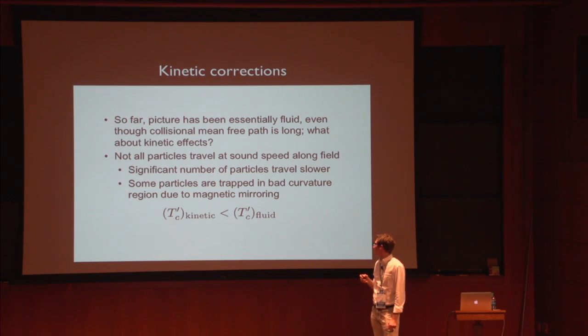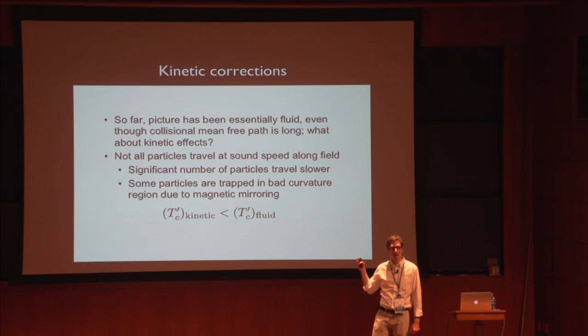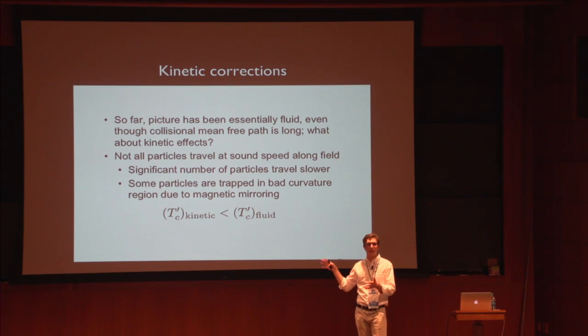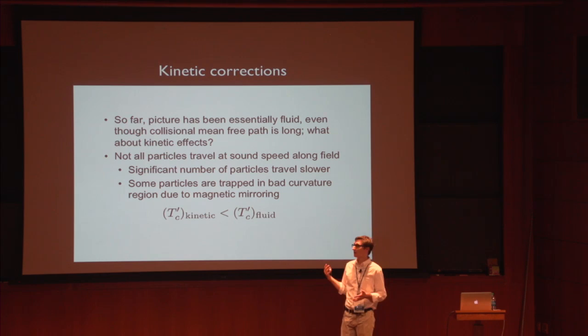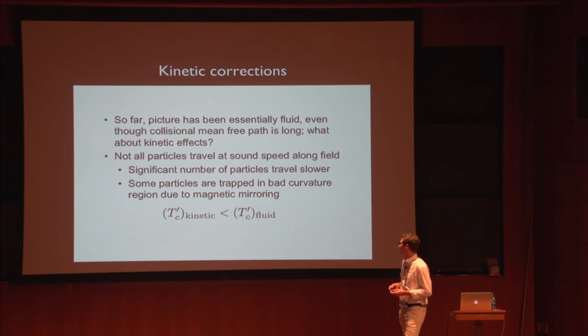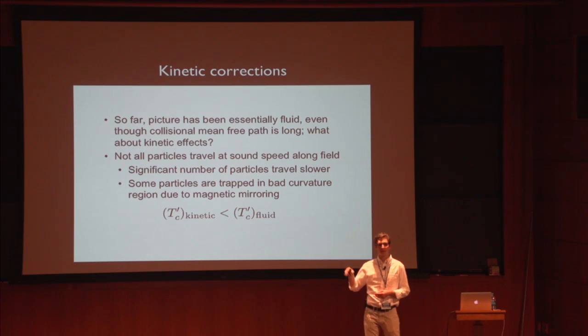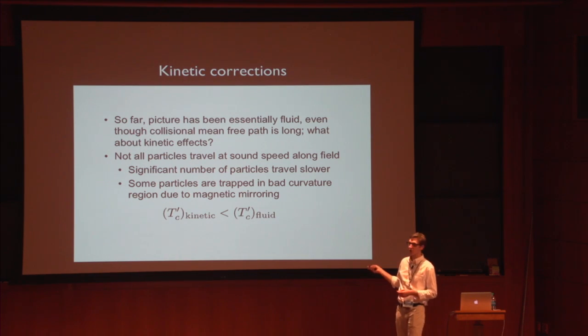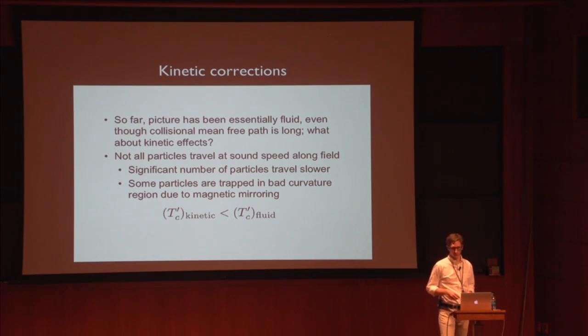And furthermore, we also showed that some particles actually get trapped in the magnetic well, right? So some particles never leave the outside of the plasma. They just stay in that bad curvature region indefinitely, unless they collide, for instance. And so clearly both of these things are going to have a destabilizing effect on the plasma. And so generally speaking, what you expect to find is that the critical gradient at which the plasma might sit from a kinetic analysis will be smaller than whatever you find from a fluid analysis.